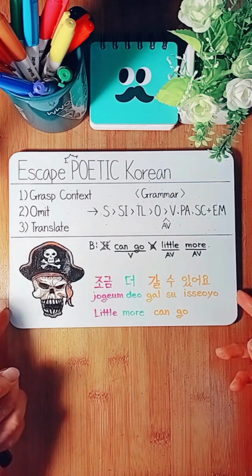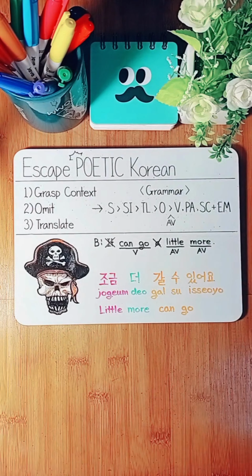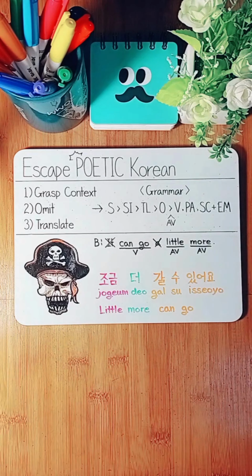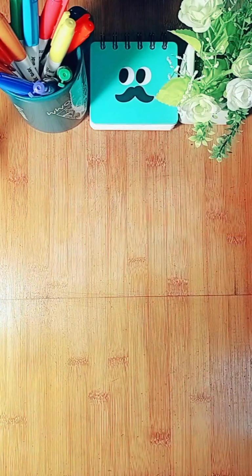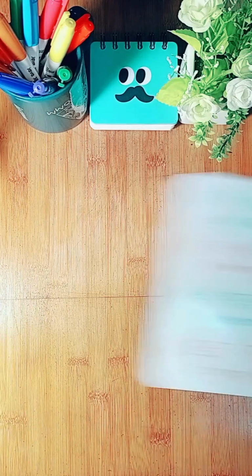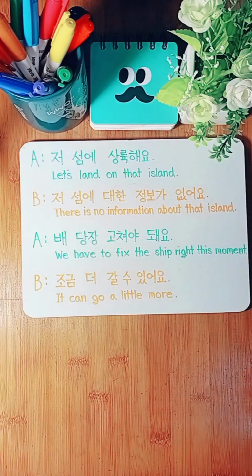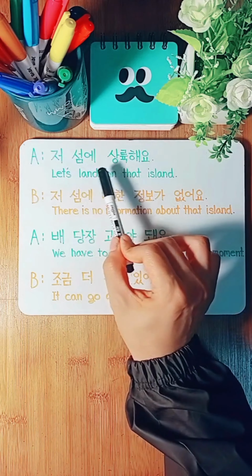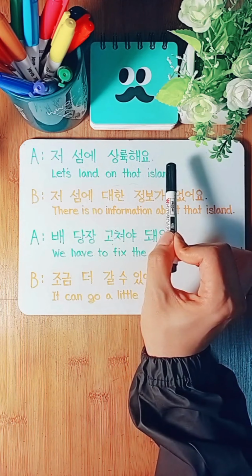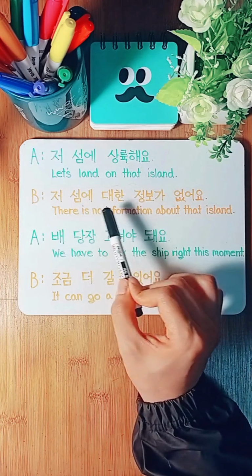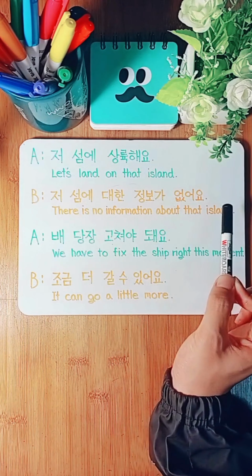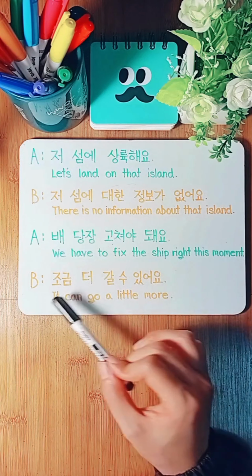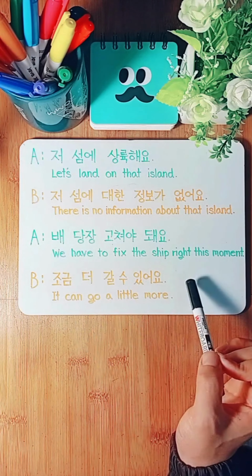Okay, so if it does, now let's take a look at the full 대화, conversation, and see how it flows if there is no pause in between. Okay, so I'll first say 천천히, 천천히, 저 섬에 상륙해요. 저 섬에 대한 정보가 없어요. 배 당장 고쳐야 돼요. 조금 더 갈 수 있어요.